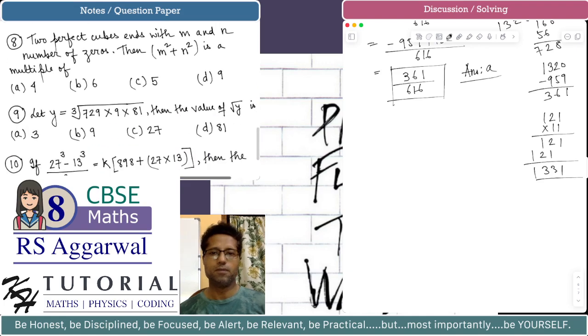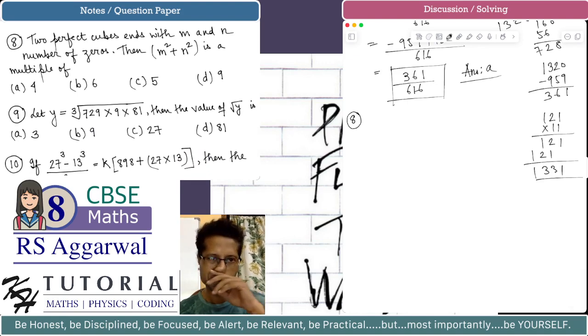Let's do problem number 8. It says two perfect cubes end with m and n number of zeros. Then m square plus n square is a multiple of what?